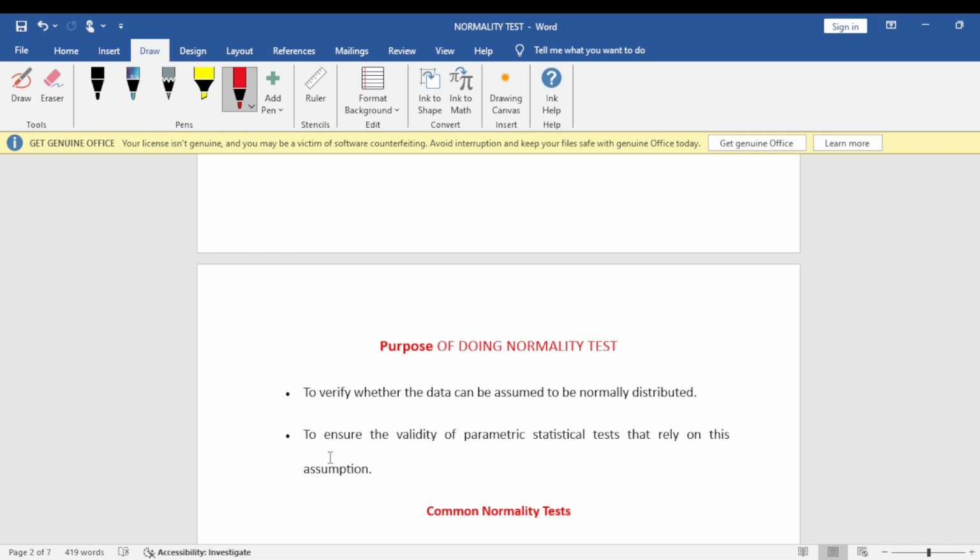Another purpose is to ensure the validity of parametric statistical tests, which rely on the assumption. The statistical tests we mentioned above, regression, ANOVA, and t-test, are all parametric statistical tests. We have non-parametric tests. So the assumption of parametric tests is that your data have to be normally distributed.